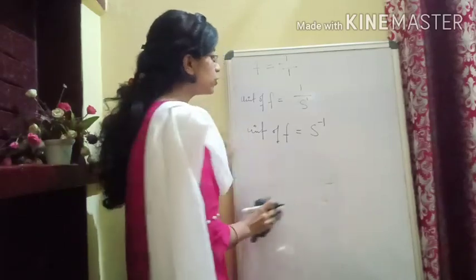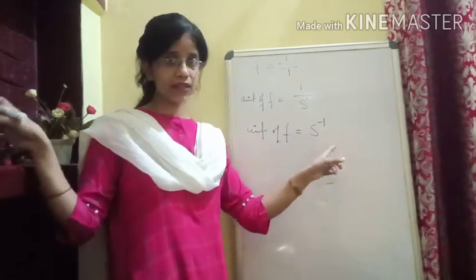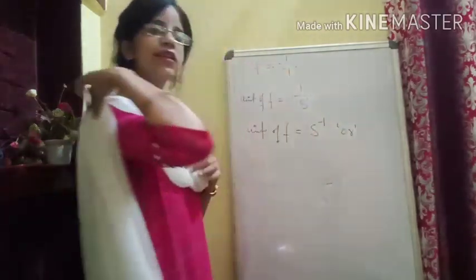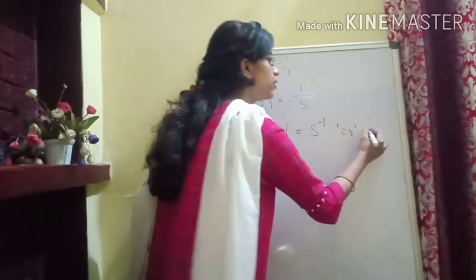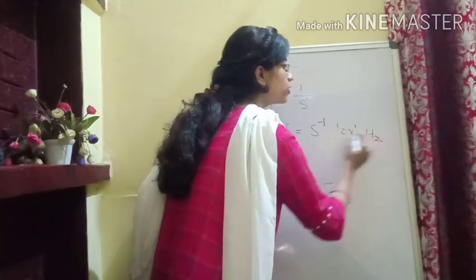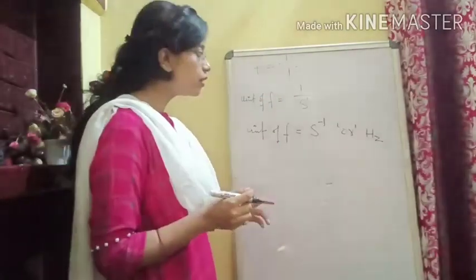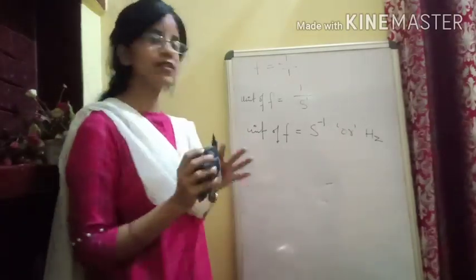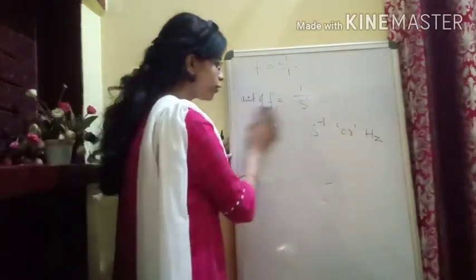So the unit of frequency is s to the power minus 1 or s inverse, and we have also been reading the unit of frequency as hertz. So you can write the unit of frequency in hertz, as well as in second inverse. Is it clear? So this is the unit of frequency.